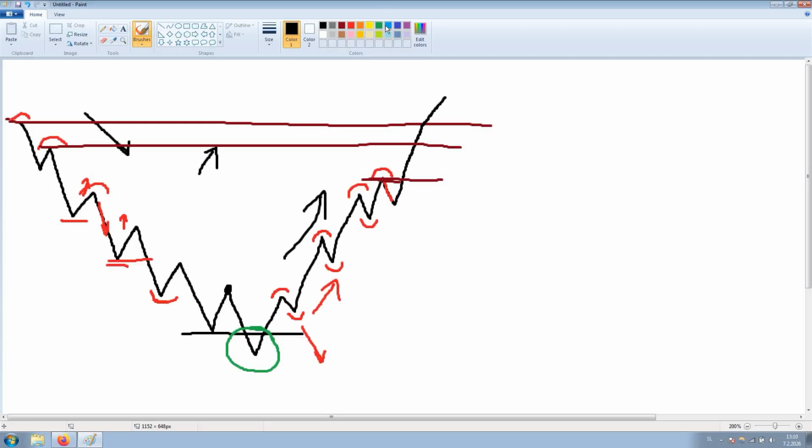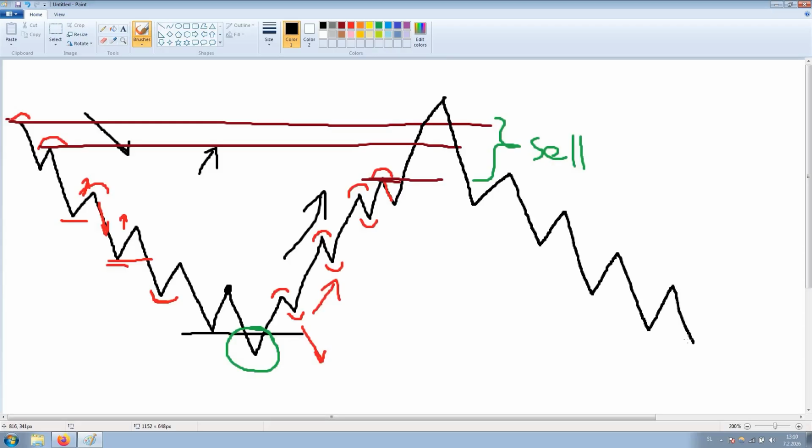All of those people here have to sell, so that the bank can buy cheaper at this price, and then we go lower. So this is actually again a liquidity sweep.